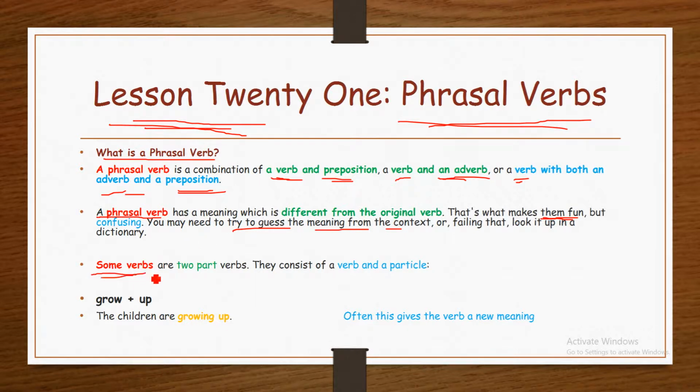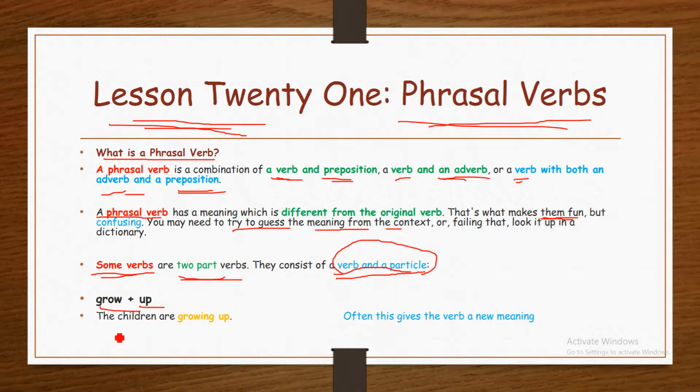Some verbs are two-part verbs. They consist of a verb and a particle. It means they are a phrasal verb, a verb and a particle. For example, grow plus up.